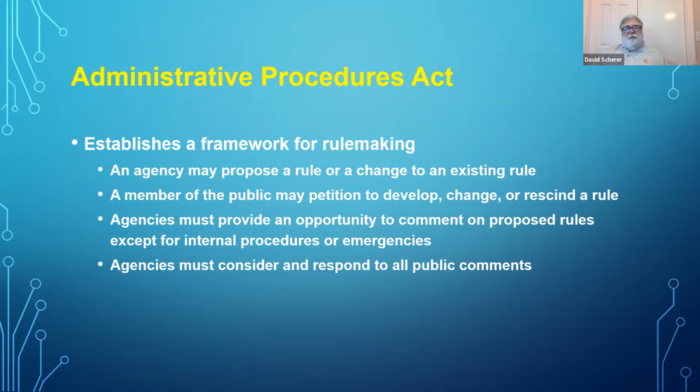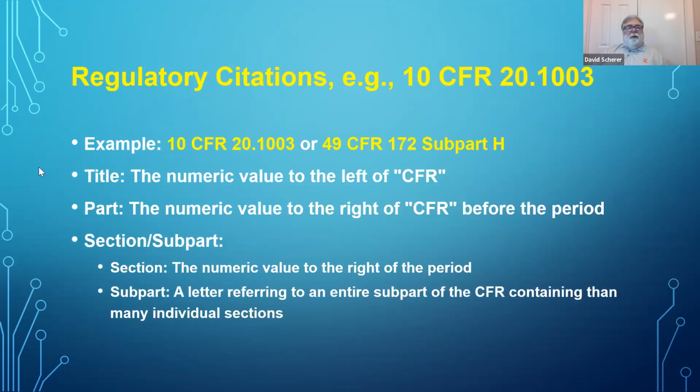And all this gets published in a book called the Federal Register. The Federal Register is published every day by the government. It informs the public of all the administrative decisions that have been reached. Okay, questions so far? Okay.